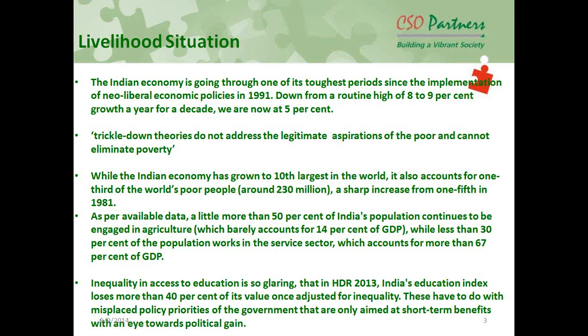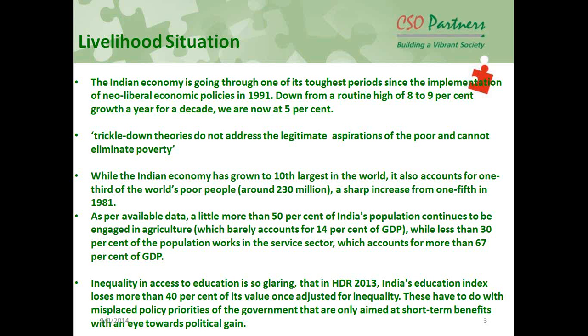Then we see that while the Indian economy has grown to the 10th largest in the world, you see the disparity. What is the paradox we have? It also accounts for 1/3 of the world's poor people, right? And it is now 1/3, and it used to be 1/5. So there is actually an increase in the share of poor people globally in India. From 1/5 we have become 1/3. So the paradox is, on one hand, we have grown and become the 10th largest economy in the world. On the other hand, our number of poor people is increasing. This is the widening gap we are talking about.